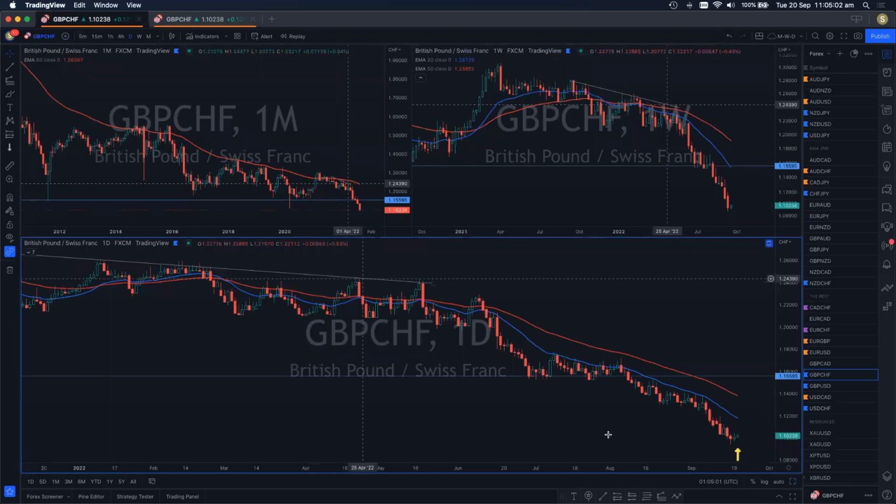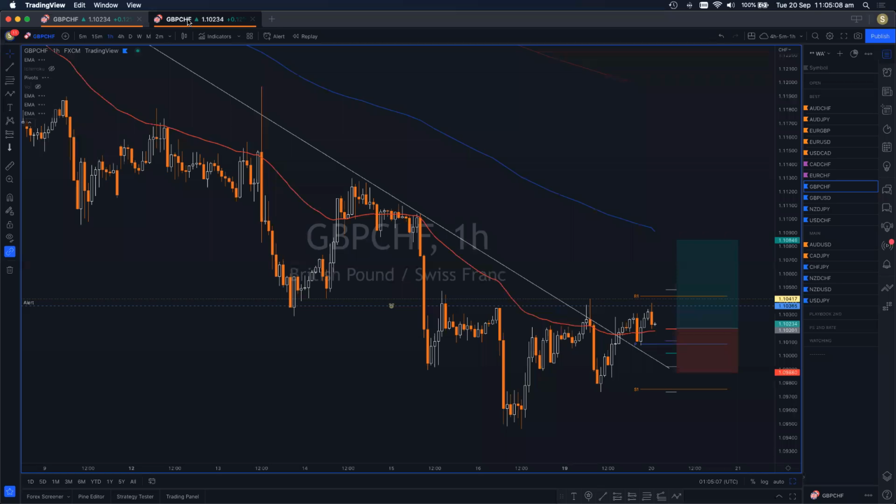Pound Swiss, these are all-time lows for this pair, so we need some proof from the lower time frames. We've got some kind of trend change. We've got this really nice long trend line here, going way back on the 1 hour. It's finally broken it, retested it last night, and it's breaking above the 1 hour 50. That's a pretty good indication.